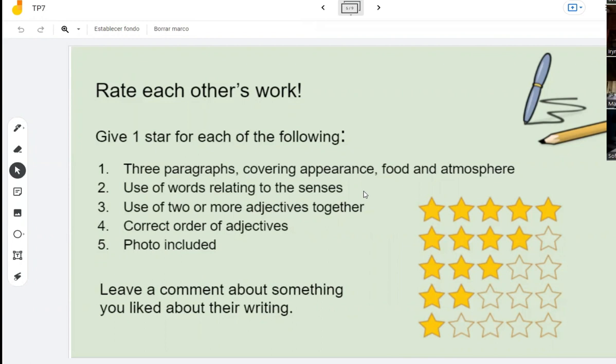First, remember that any kind of writing has a structure. In this case, we had a structure of 3 paragraphs that had to cover certain points, such as appearance, food, and atmosphere. The second point is the use of words relating to the senses. Do you remember what senses we had to use to describe?